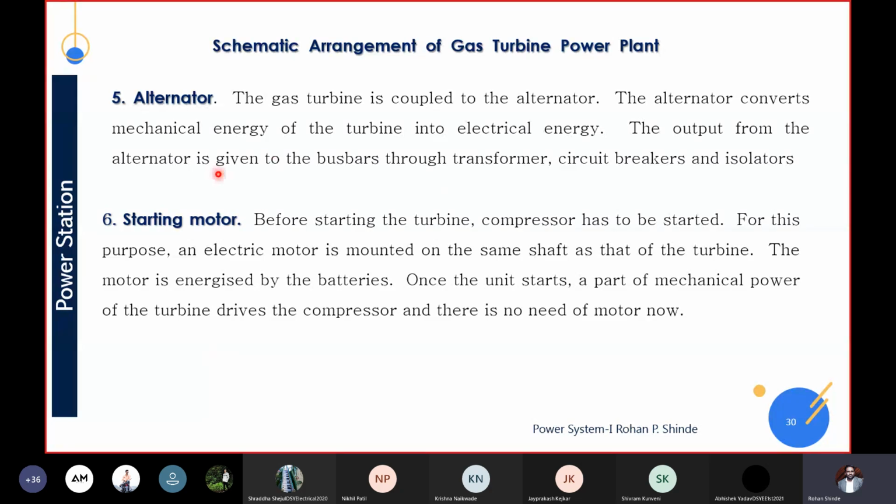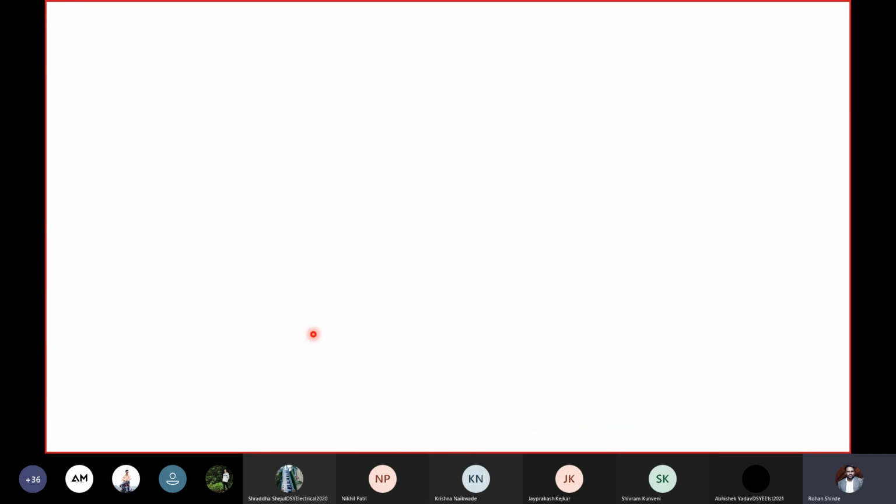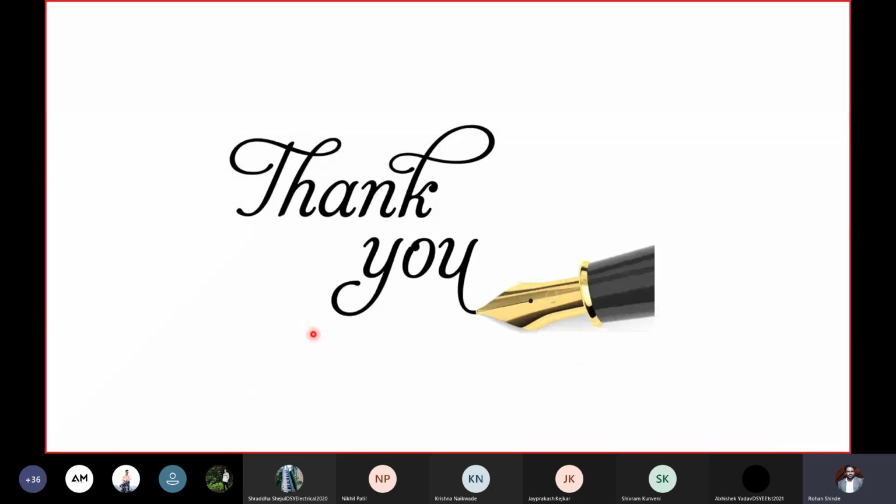Okay, so this is all about the schematic arrangement. So in the next lecture or next tutorial we will start the thermal power plant or hydroelectric power plant. Only two power plants are left, that is thermal power plant and hydroelectric power plant. And after that we will see some numericals based upon thermal and hydroelectric. So these things are remaining in unit number 1.